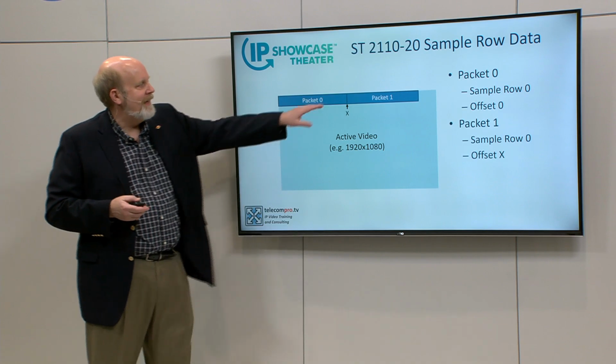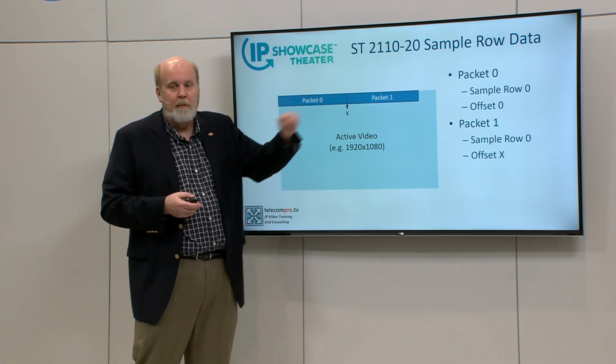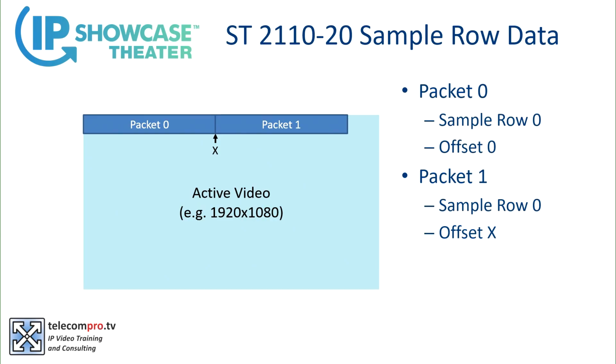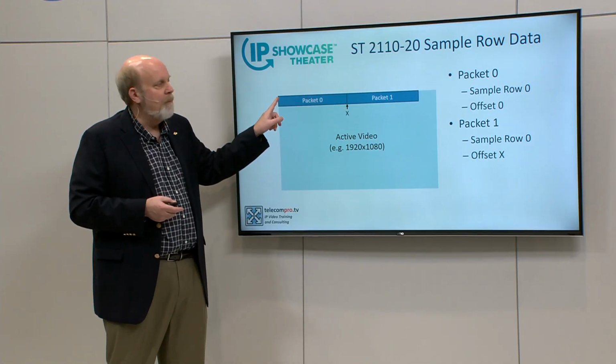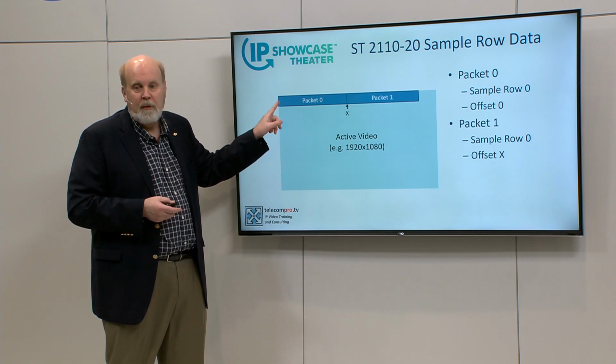Packet 1 might continue that, might be some more pixels from that line. Now in this case, it's still going to be sample row 0, still the first row of pixels, but now we're going to start it at an offset point. This x is equal to the length of this earlier sample in terms of pixels.